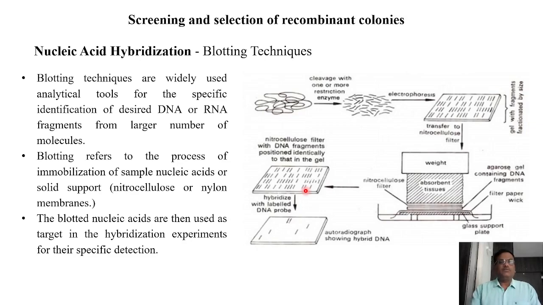Now the gel electrophoresis plate which we have produced can be subjected to a blotting technique. Maybe you are familiar with different types of blotting techniques for DNA, RNA and protein. So different blotting techniques are there, like Southern blotting, Northern blotting, and Western blotting techniques. Blotting techniques are used to identify the presence of the gene of our interest.